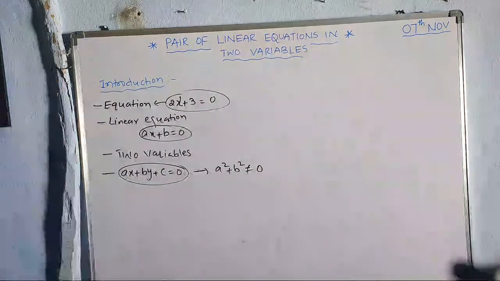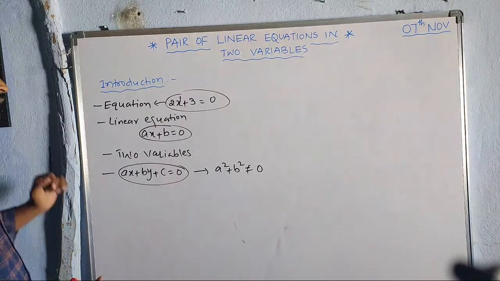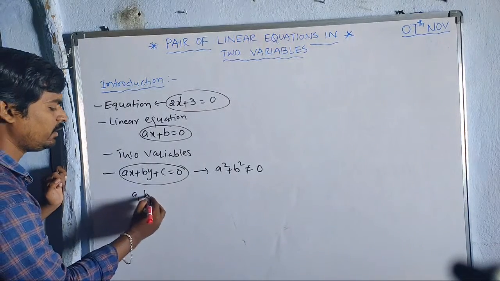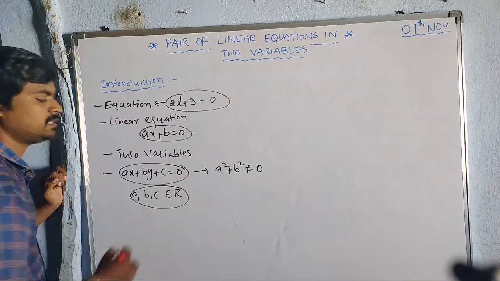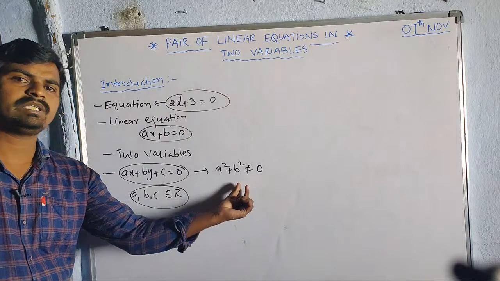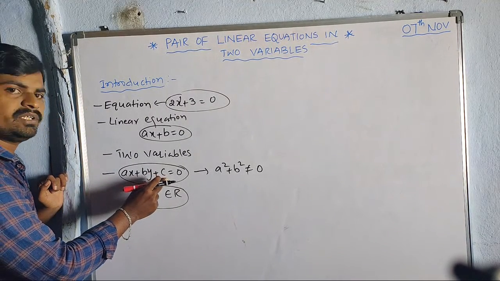So I think you understand: ax plus by plus c equals 0 is the general form. Here the condition is a square plus b square not equal to 0, and the coefficients a, b, c belong to R, nothing but real numbers, friends. And one more condition here, a square plus b square not equal to 0. So this is the general form of the linear equation in two variables.